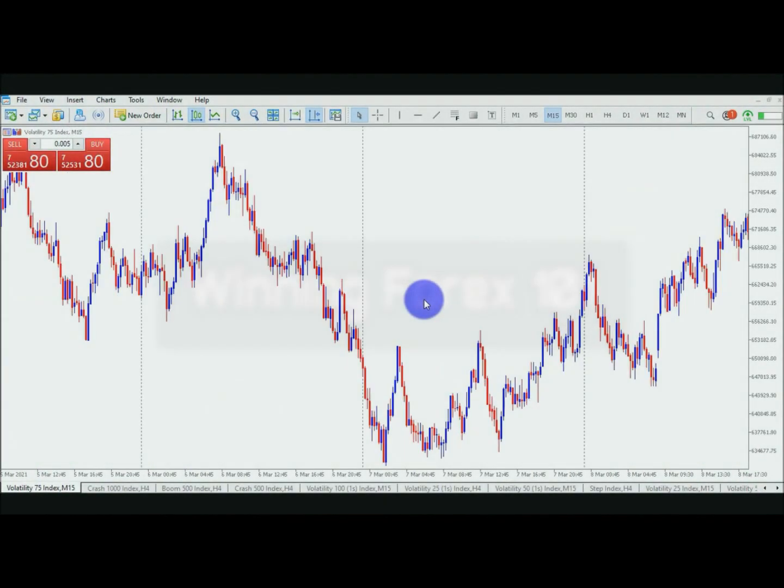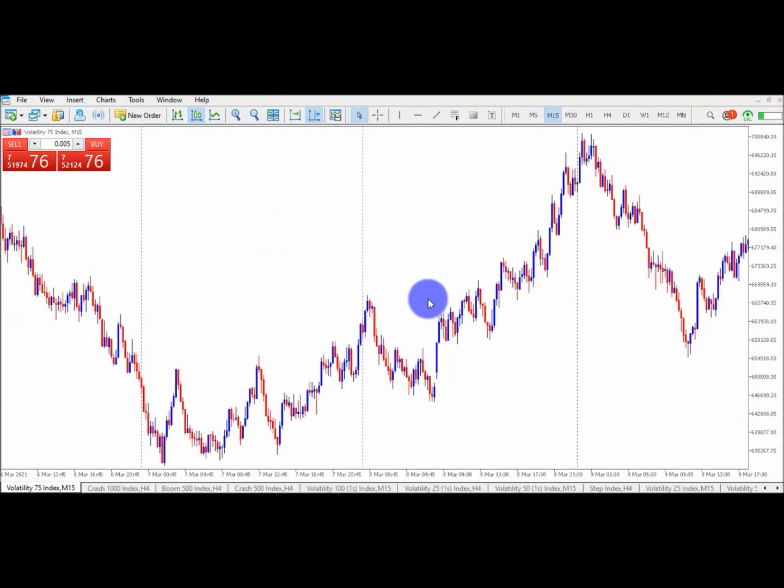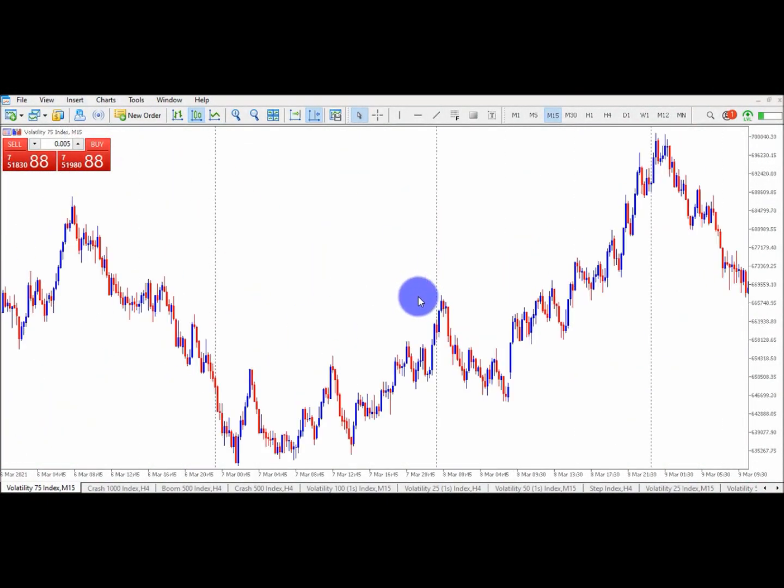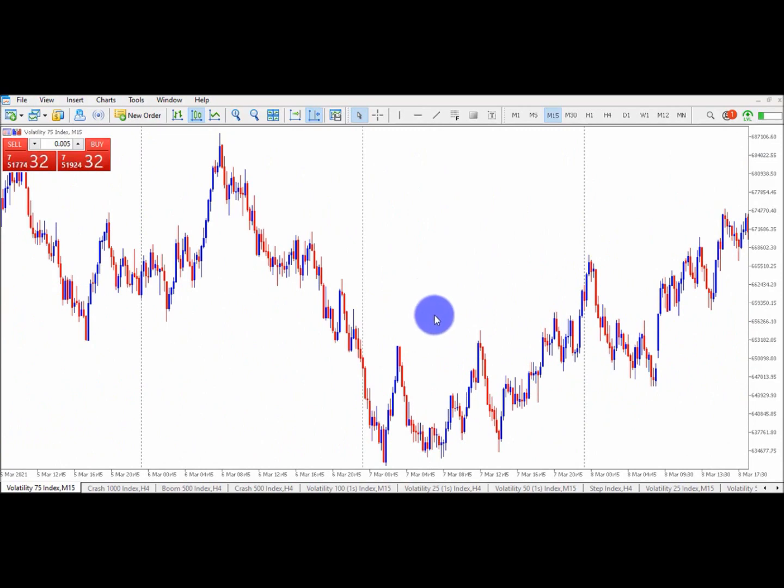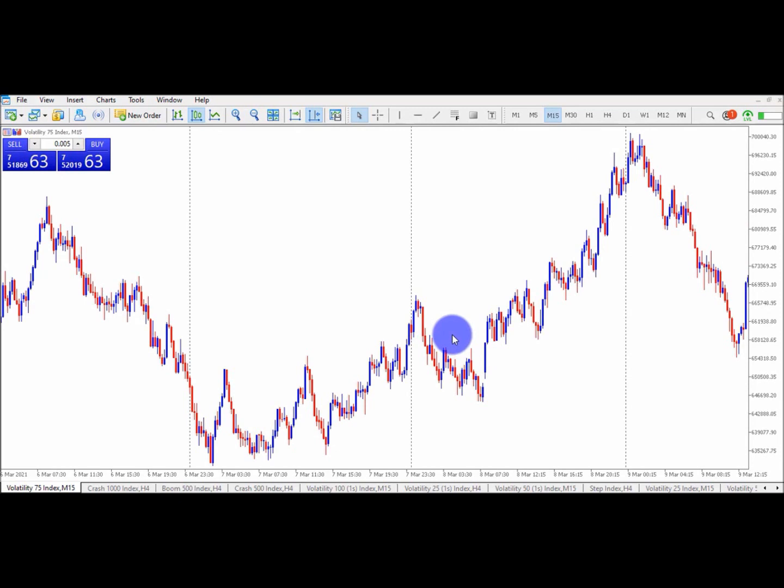So guys, here we are going to be looking at market structure and order blocks to trade volatilities. We are only going to be using the M15 time frame, and from the M15 time frame we are going to be analyzing where price is going. So number one, we are going to be analyzing the market structure of the volatility index, and from there we are going to be identifying our entry points from that specific market structure.